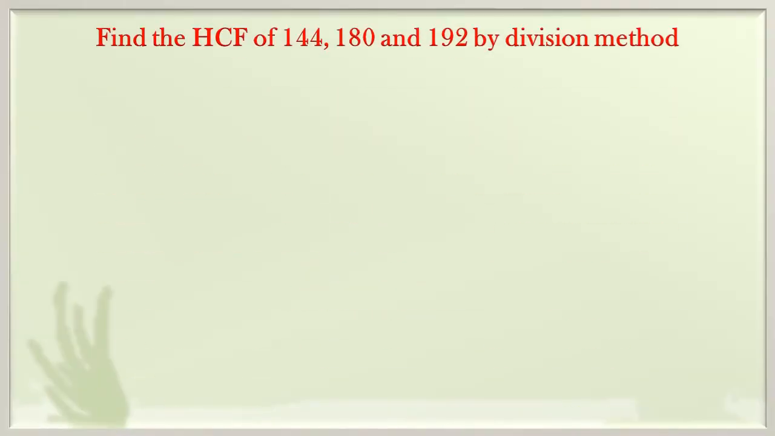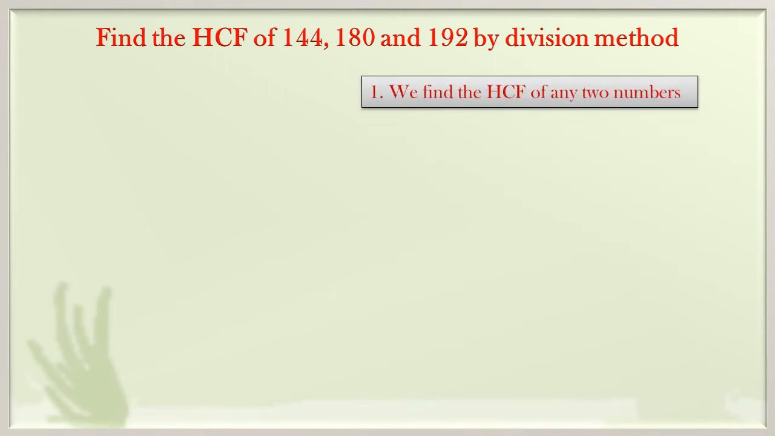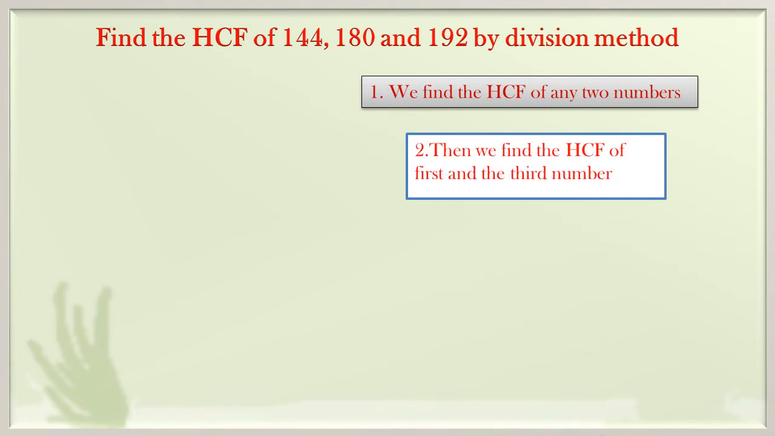Next one, find the HCF of 144, 180 and 192 by division method. Here we have three numbers. So first we find the HCF of any two numbers, then we find the HCF of that result and the third number. First step, we take two numbers. Here we can take 144 and 180. 180 is the greater number and 144 is the smaller number.